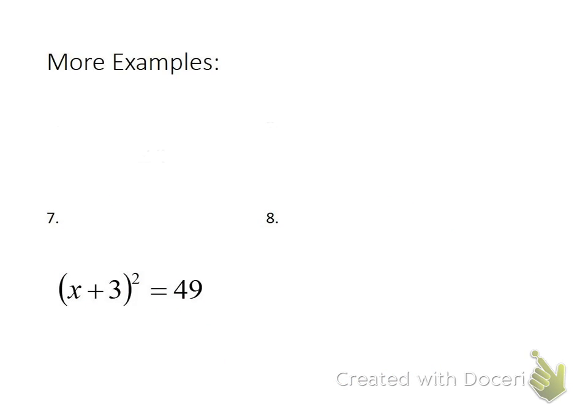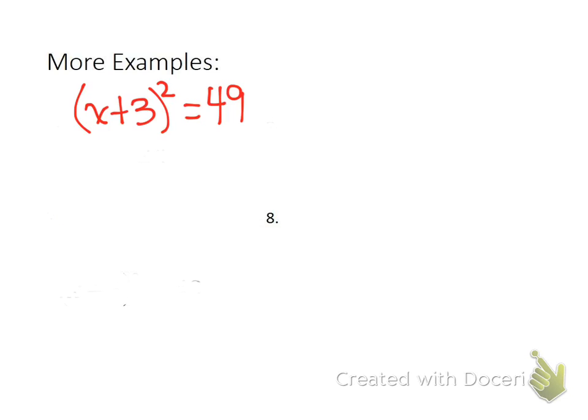All right, on number 7, this one looks a little bit different. Instead of just having a squared x, we have something in parentheses being squared. So the process on these is going to be a little bit different. x plus 3 squared equals 49. I give myself some space to work here.